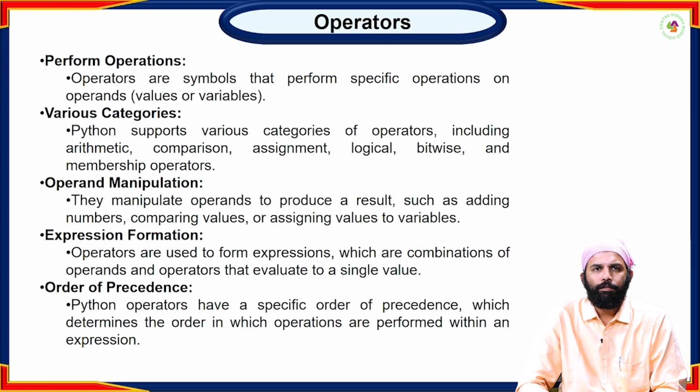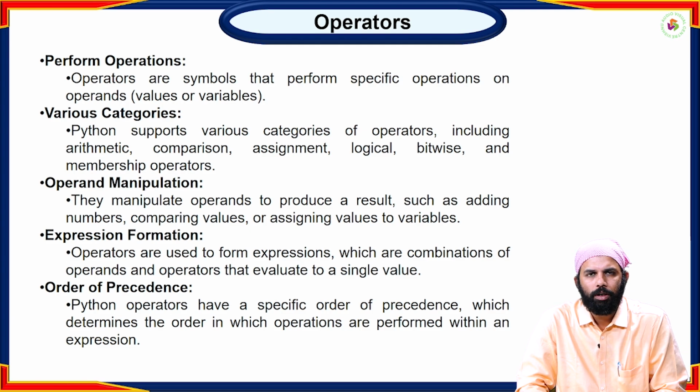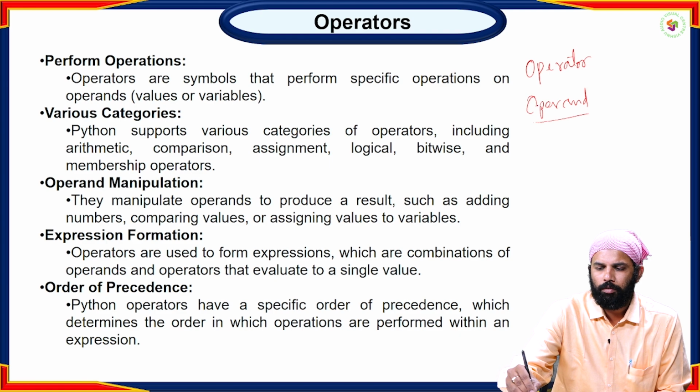The next category of tokens is operators. As I mentioned, we are going to have a detailed video on this topic. Operators are used in code to execute and perform a specific operation on operands. When we talk about operator and operand, what is the difference between them? The difference is the usage of the symbol.